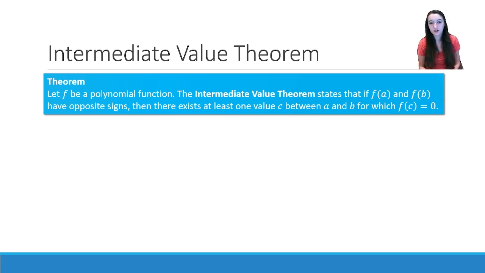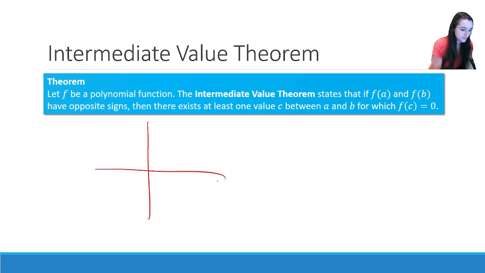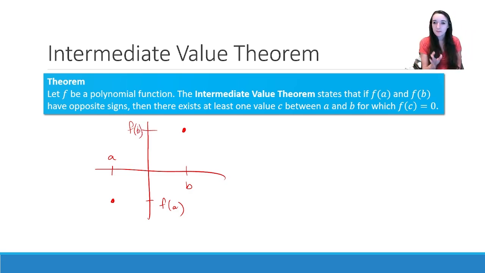All right, so that's a lot of words, I realize. But essentially what this is saying is that if I have some graph, and I have a point on the graph, here's A, so this is then f of A. And then here's B, and I have a point on the graph, and here's f of B. Now f of A and f of B have opposite signs. F of A is negative, f of B is positive. Then there exists at least one point C between A and B. So there's some point C somewhere in here, we'll call this C, for which f of C equals 0. In other words, this point is a point on the line.